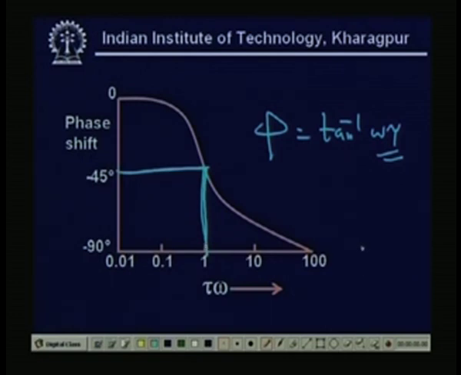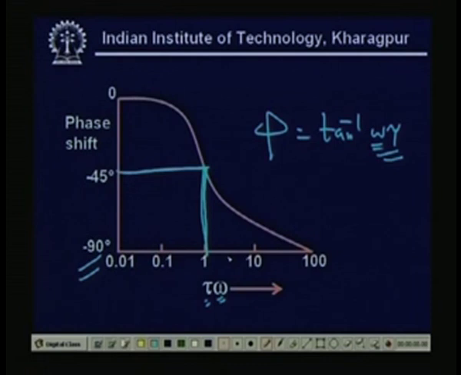As the frequency goes higher, tau is constant and omega is getting higher and higher. If it is infinite, obviously I will get a 90 degree phase shift. So, this is about the amplitude and the phase response of a first order system with sinusoidal input.